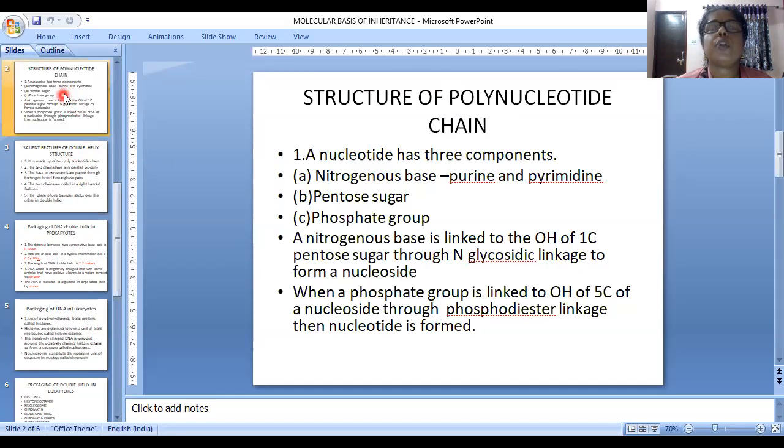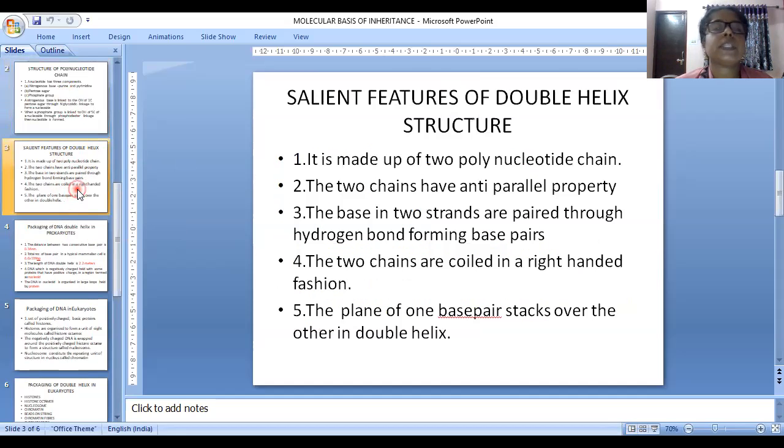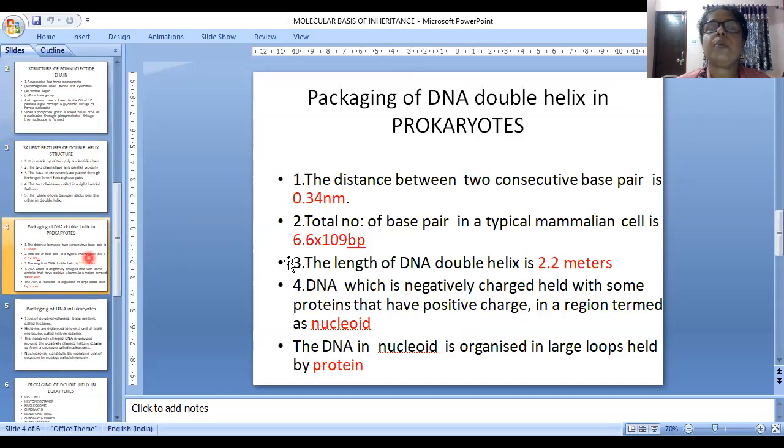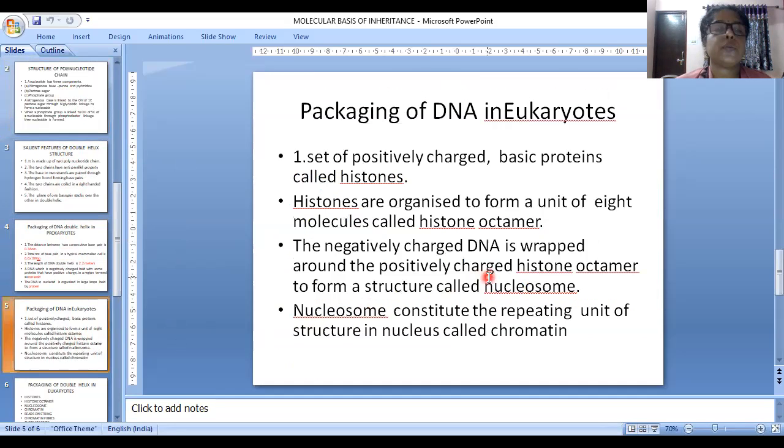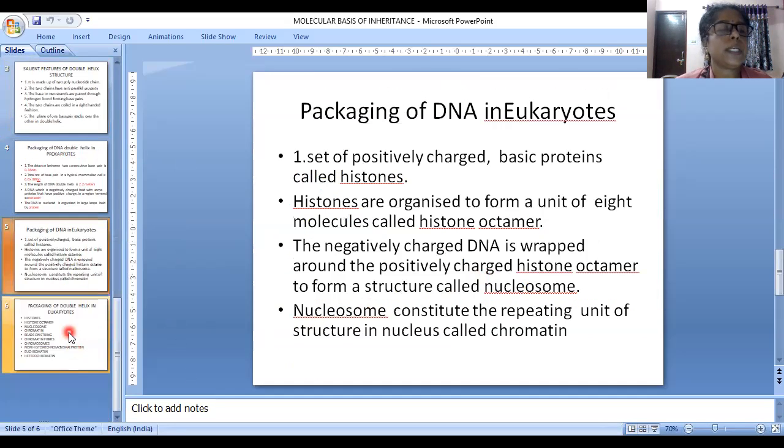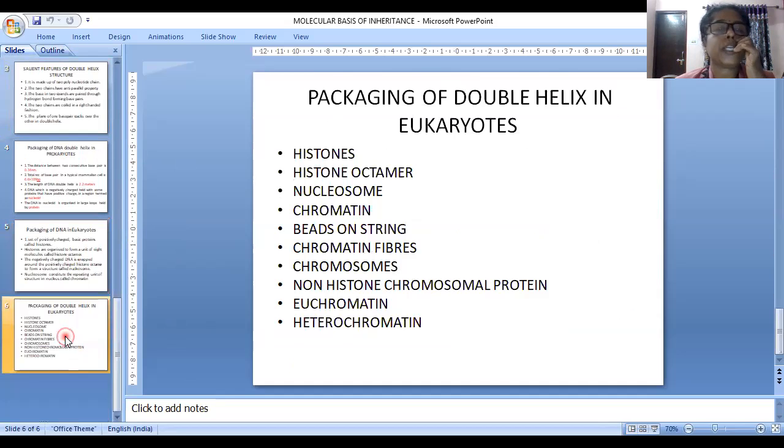The structure of the polynucleotide chain we had already learned, and after that the salient features. Today in this session we learned the salient features, the packaging of DNA double helix in prokaryotes, and the packaging of DNA in eukaryotes, which I summarized in this way. So I think all of you understood. It is a very important lesson, so take care that all of you prepare very well.